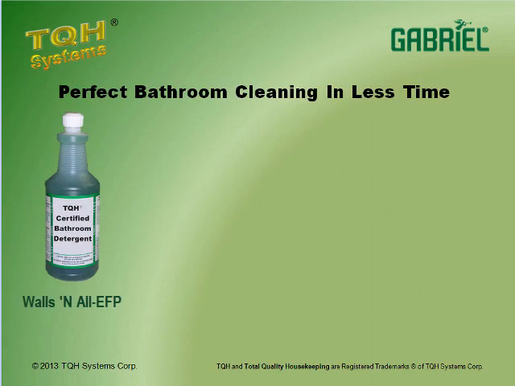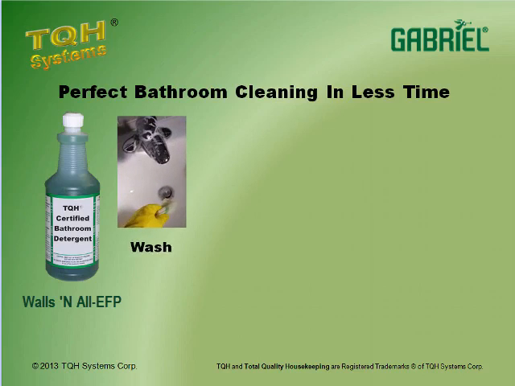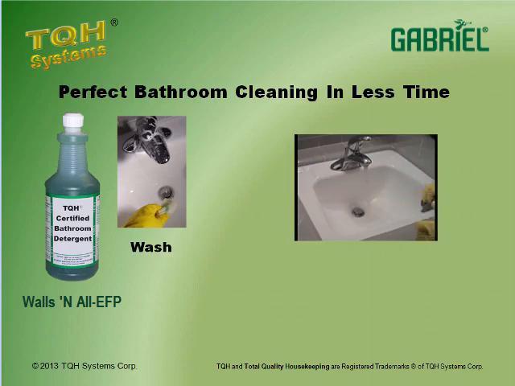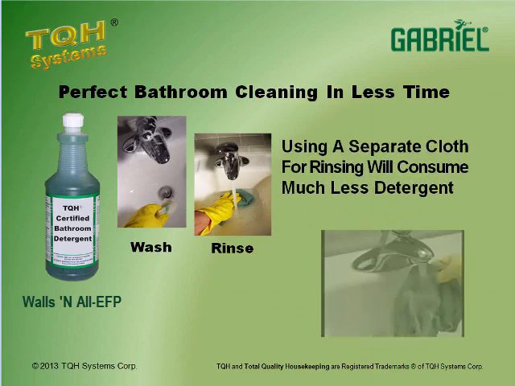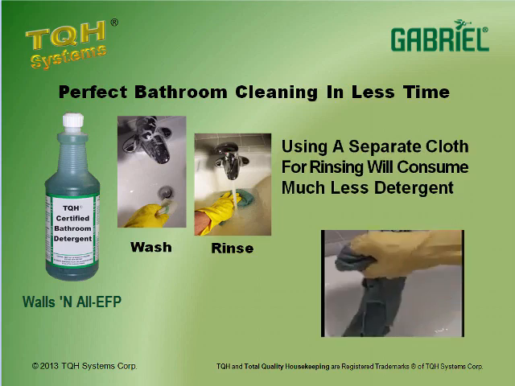Perfect bathroom cleaning in less time. You want to have more than one cloth or rag, whatever you want to call it, when you're cleaning. The wash rag should be separate from the rinse rag. There should be two. Using a separate cloth for rinsing will consume much less detergent.